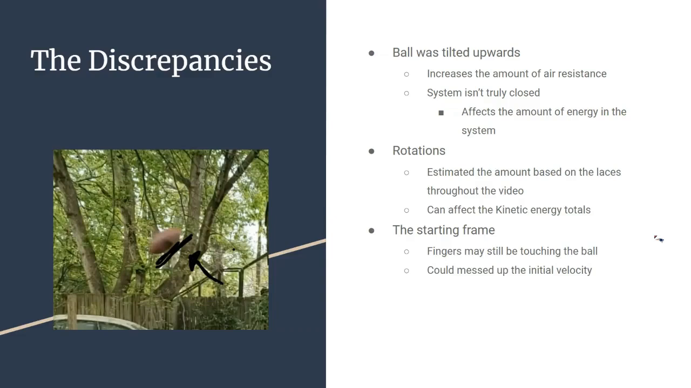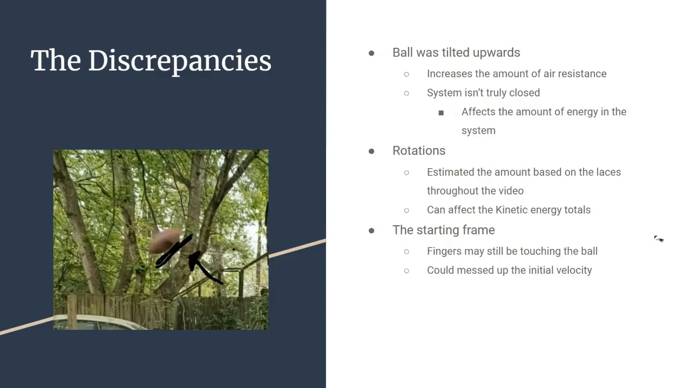And this pretty much just means that the system is not closed at all, because the air resistance is affecting the amount of energy in the system as it loses energy throughout the flight path, which is why our model is a lot larger for the force by the chair than our observations. The amount of rotations was estimated based on the laces throughout the video. We couldn't accurately see it, so we guessed that it was 3.75 based on the laces position, but that wasn't the most accurate thing in the world, and that could affect the kinetic energy totals, which could in turn affect the force of the chair.